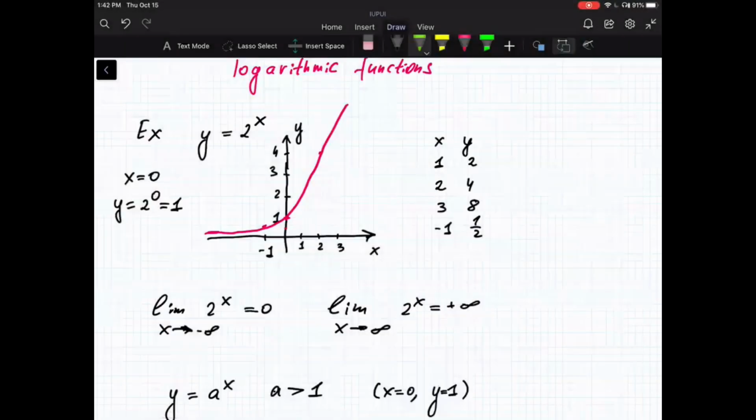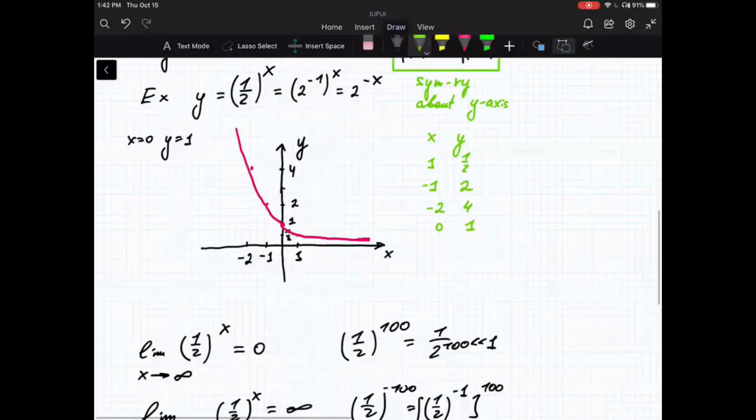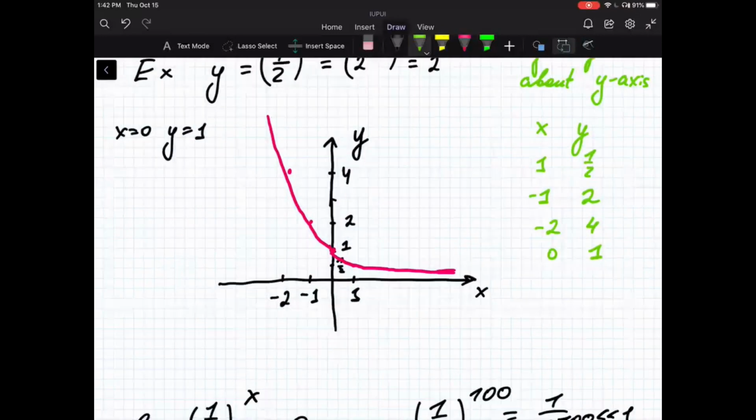So we have two typical graphs. One is for a greater than 1, and it looks like that. And for a between 0 and 1, the behavior is like this one. Okay, so this is about the exponential function.